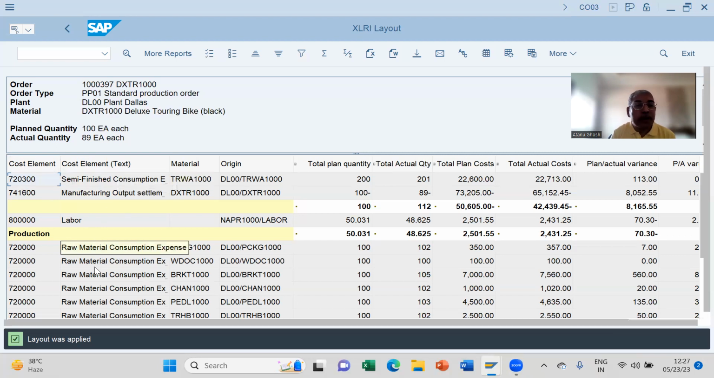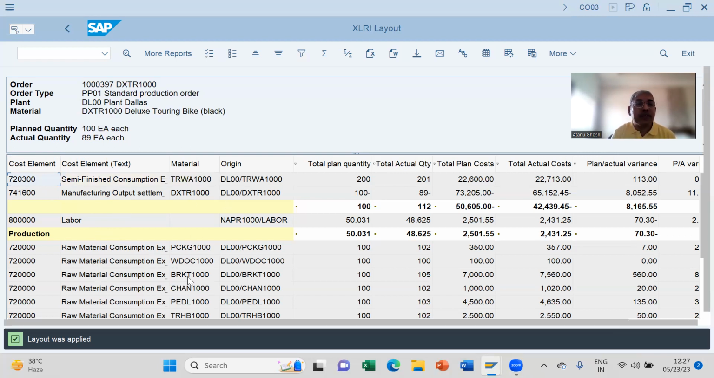You can see that raw materials are grouped together, whereas semi-finished product is grouped with the finished goods, simply because of the way they are valued. Semi-finished and finished are both valued at standard, whereas raw material is valued at moving average, and that's how they have been segregated.